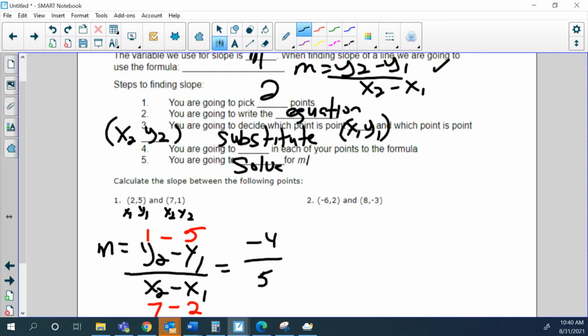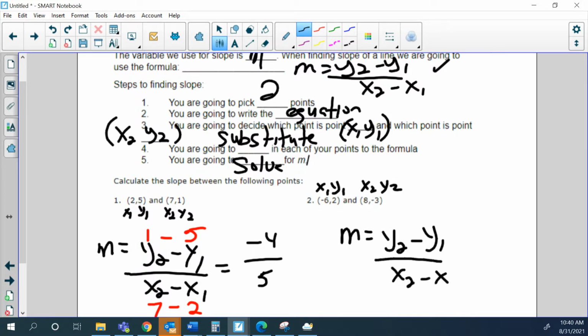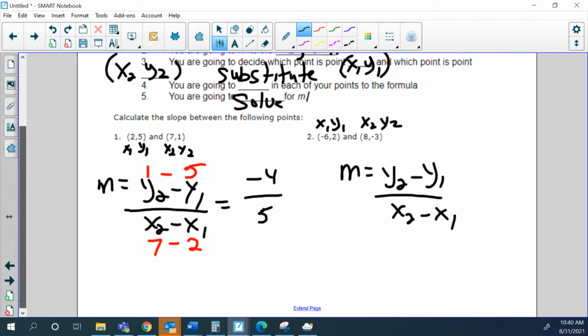Okay. All right. Next one is -6, 2, 8, -3. And so again, I'm going to identify my x1. So that's my x1. That's my y1, I'm sorry, my x1, y1, my x2, y2. And then I'm going to write my slope. M is equal to y2 minus y1 over x2 minus x1, and get some more space.